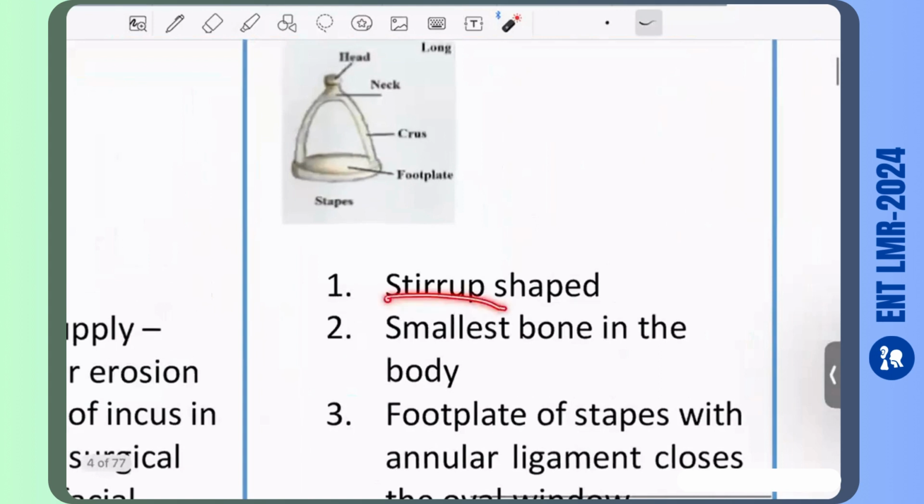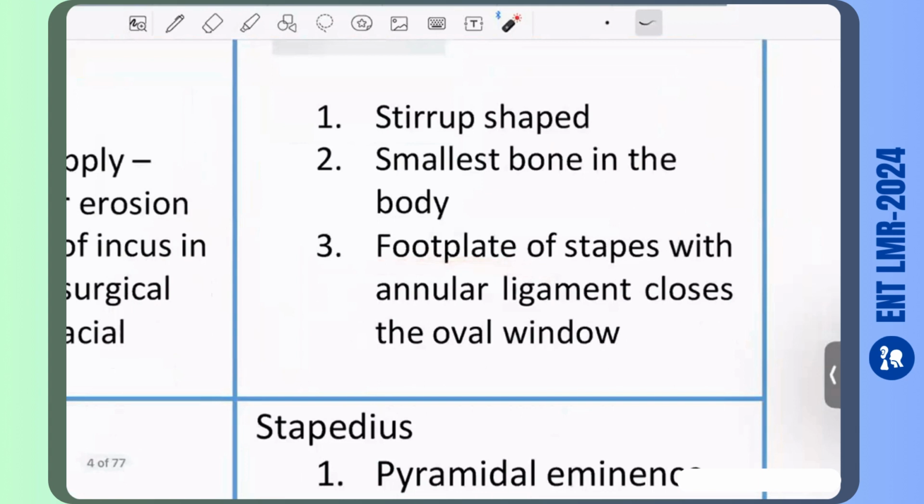It is stirrup shaped. It is the smallest bone in the entire body. The footplate of the stapes is attached, along with the annular ligament, in the oval window. In the oval window, here.